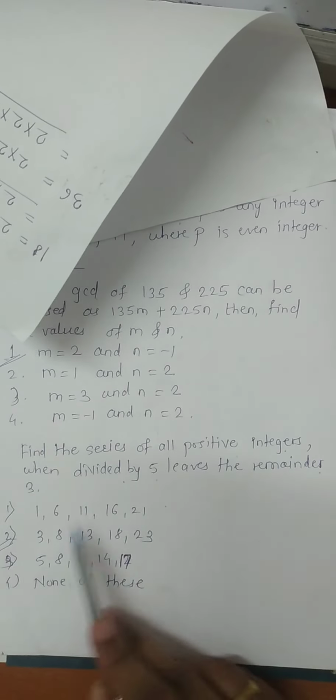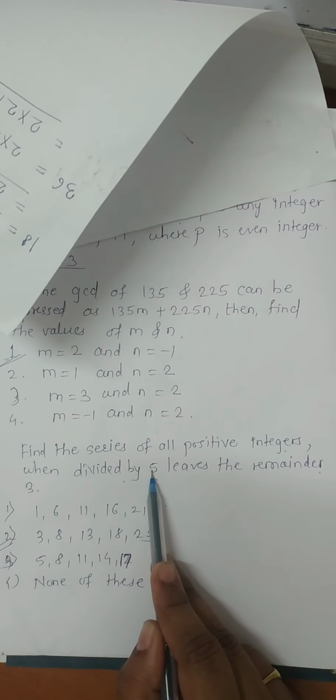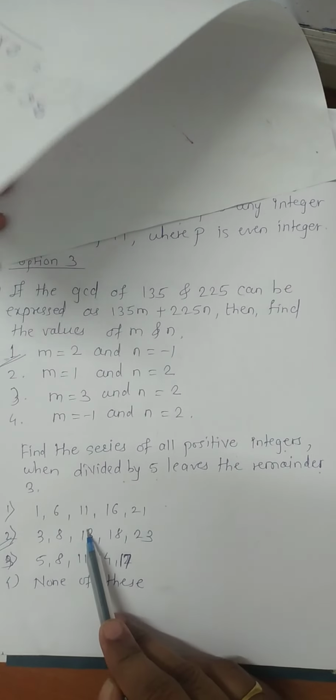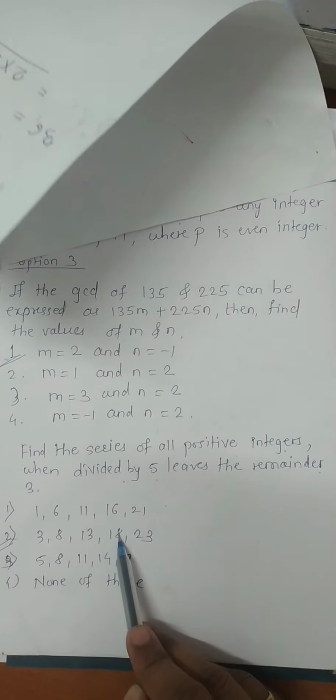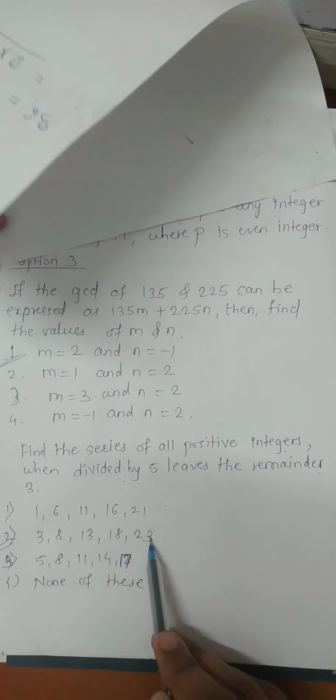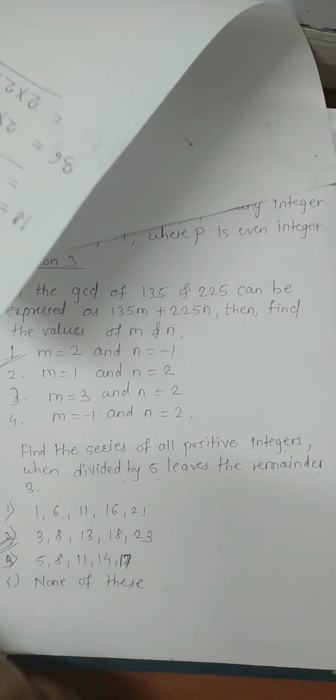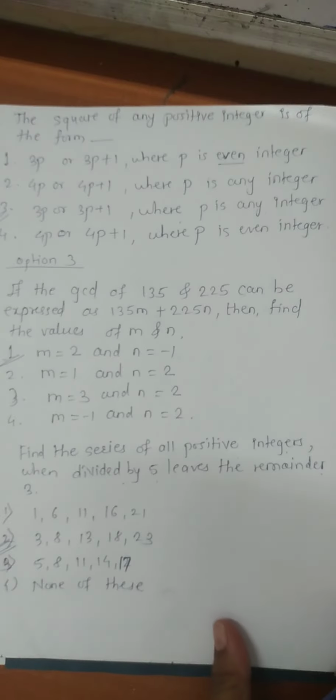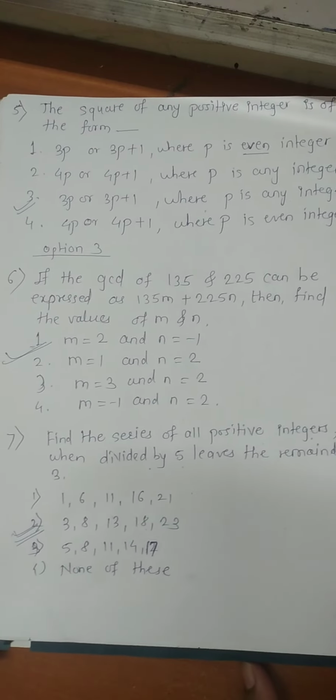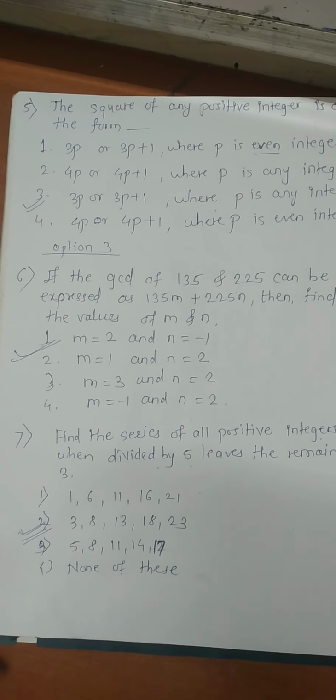Yes, 8 minus 5 is 3. Yes, 13 minus 10 is 3. 18 minus 15 is 3. 23 minus 20 is 3. Yes, so this one is the correct series. Option 2 is the correct option. Yes, we have seen the complete residue system, modulo m, the complete residue system of modulo m.